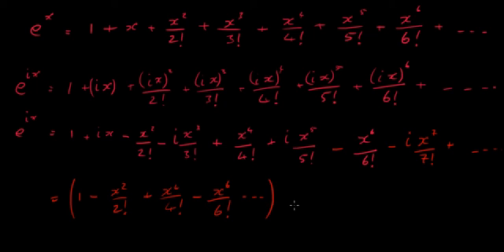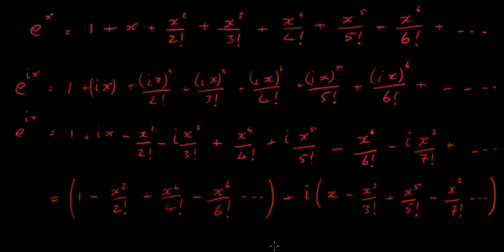Plus, now I'm going to take the imaginary parts. All the imaginary terms here have i's in them, so I'm just going to take that outside the bracket and factorize it. So I'm left with an x here. There's an i here, so that's going to be minus x cubed over 3 factorial. Next one is this one here, so that's going to be plus x to the power of 5 over 5 factorial. Next one is going to be minus x to the power of 7 over 7 factorial, and that goes on forever. Now you've probably spotted what's happening here.